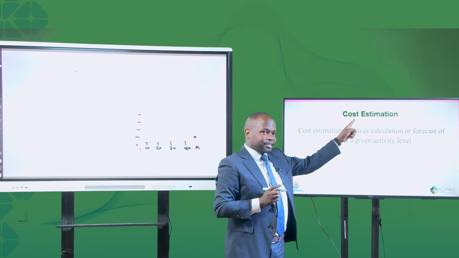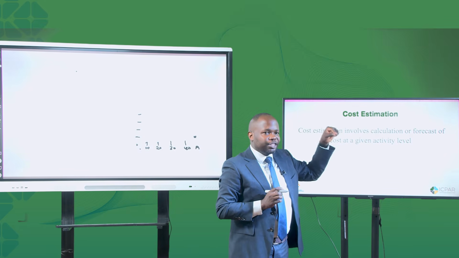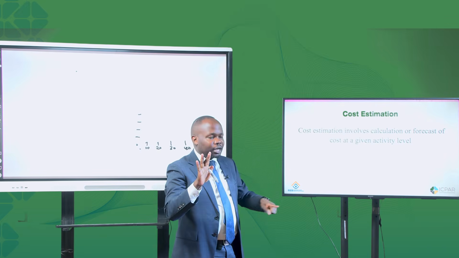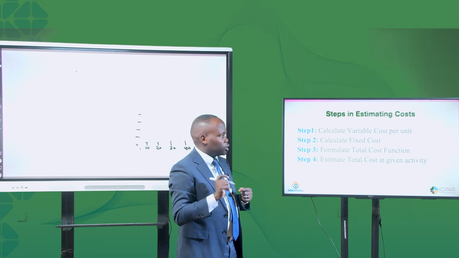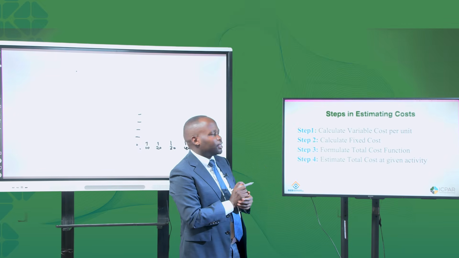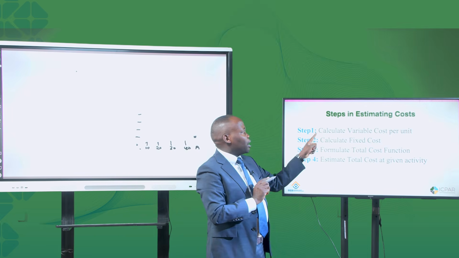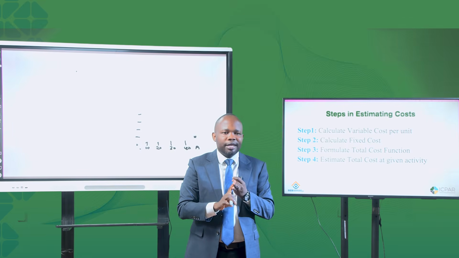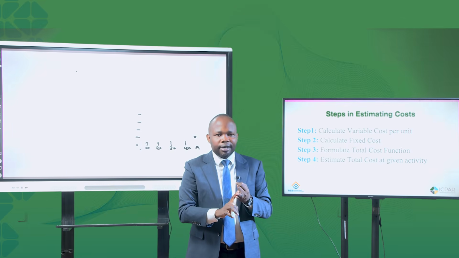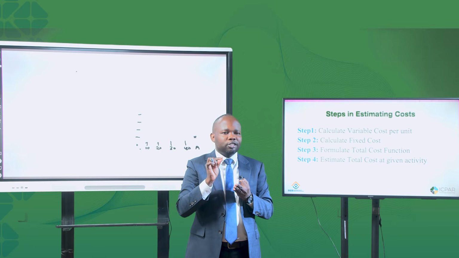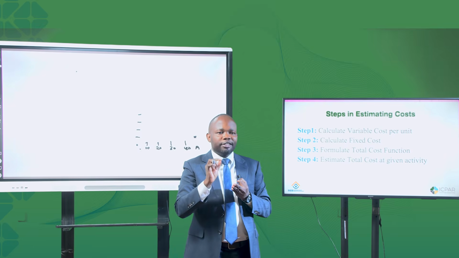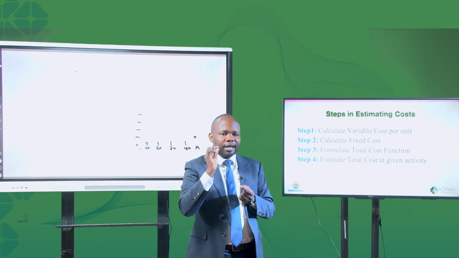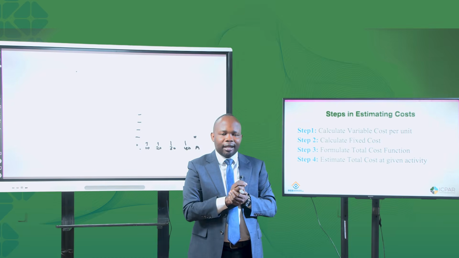Now, in the process of estimation of costs, trying to know the total cost of making a product or offering a service, there are 4 steps that we normally follow in estimating costs. When you want to estimate costs, there are 4 steps. Step number 1 is to calculate the variable cost per unit. Step number 2 is to calculate the fixed costs. Step number 3 is to formulate the total cost equation, or formulate the total cost function. And step number 4 is the step that estimates the cost at a given activity level.